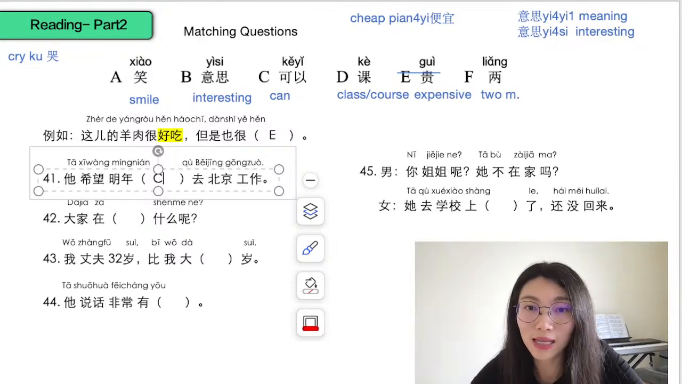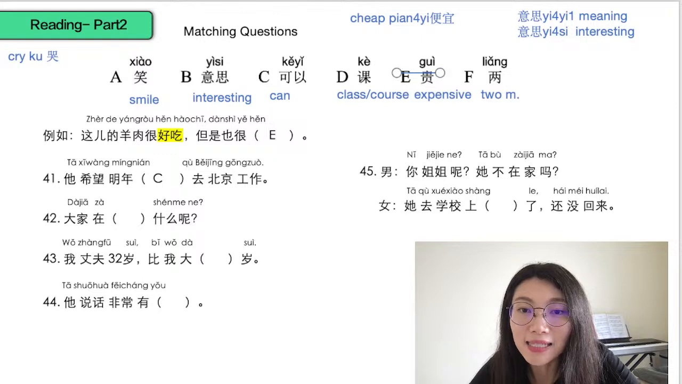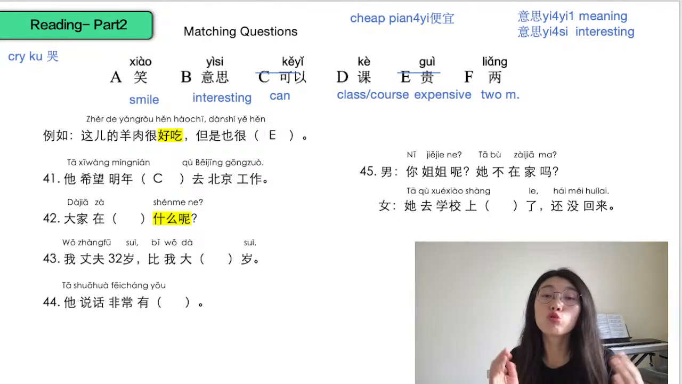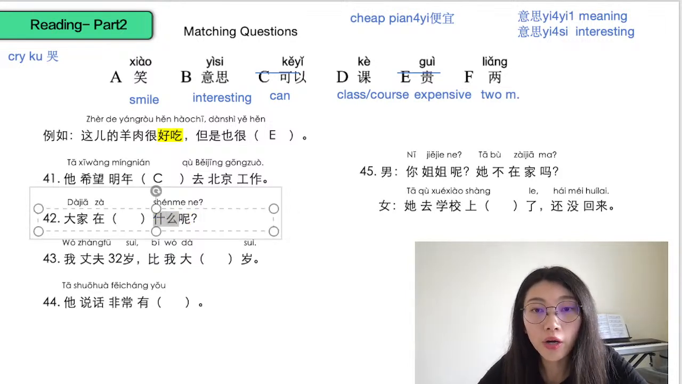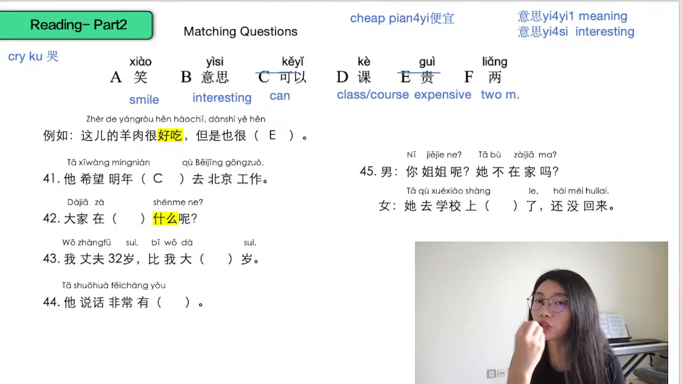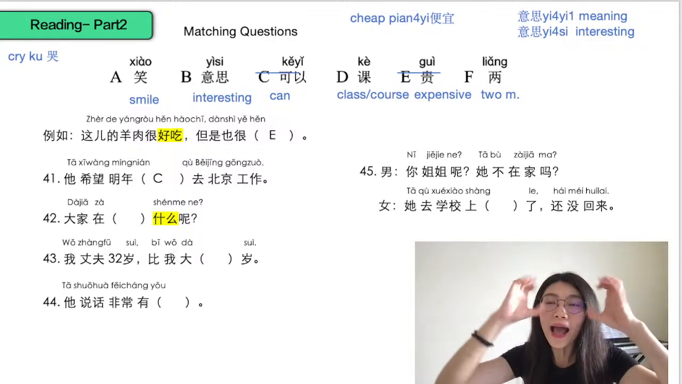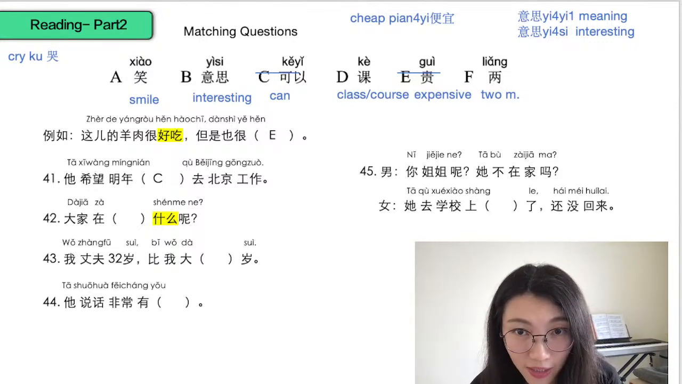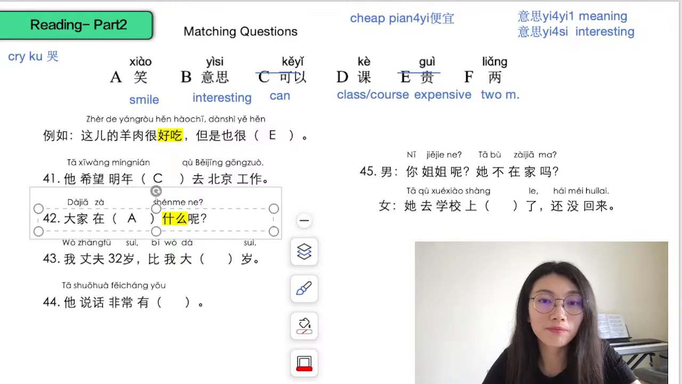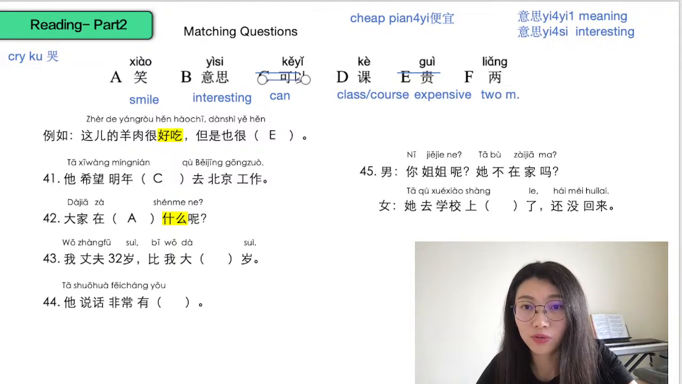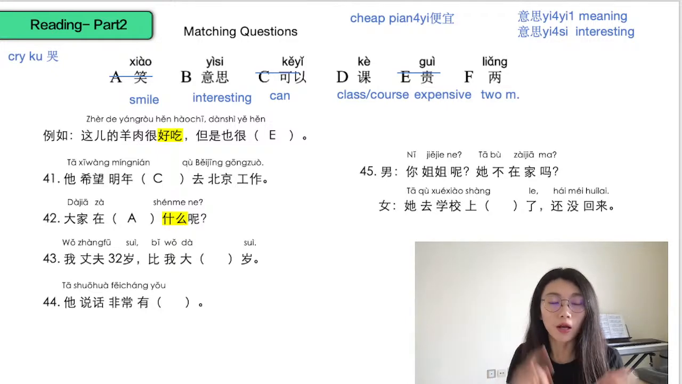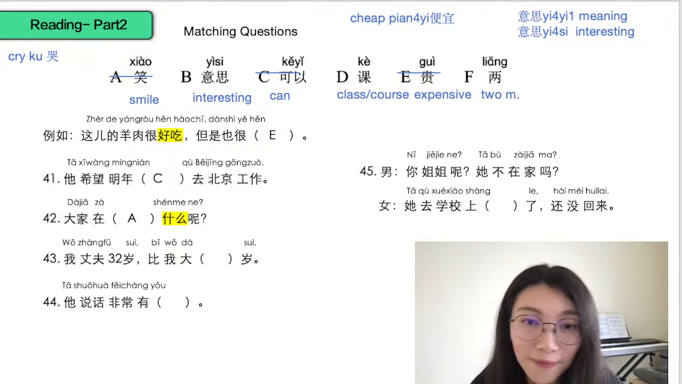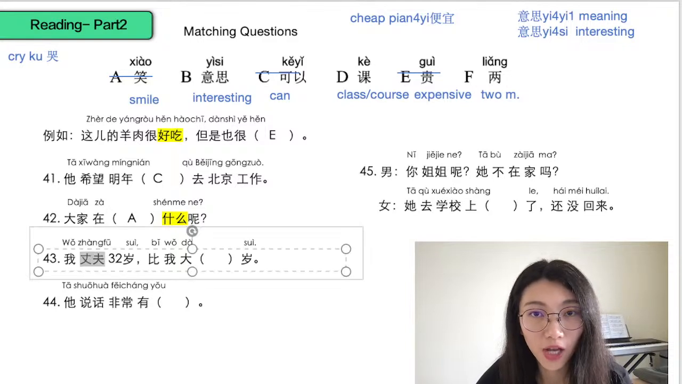So we 选 C, 我们选 C。好，42，大家在什么呢？Okay, 什么呢？Oh, it's a question. We always say 做什么, 干什么, 吃什么, 听什么, 看什么. So it must use a verb in front of 什么. Which one is correct? A is correct because 笑什么, what are they laughing about? Remember, verb plus 什么: 吃什么, 做什么, 笑什么, 看什么.